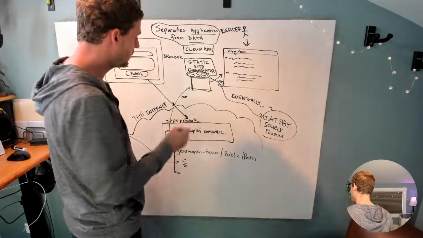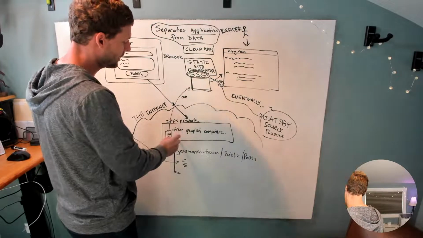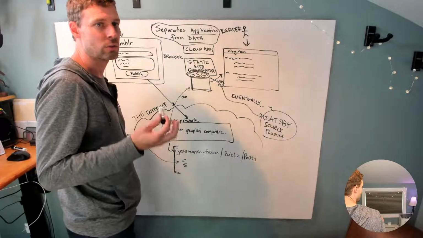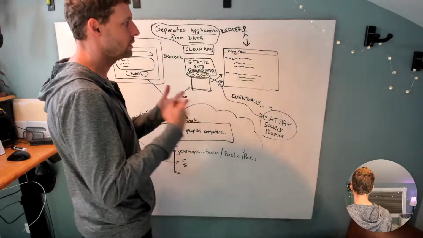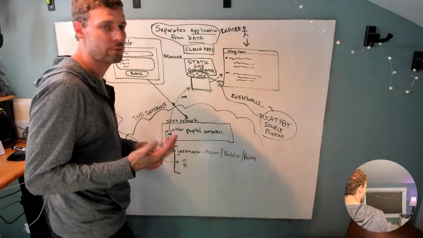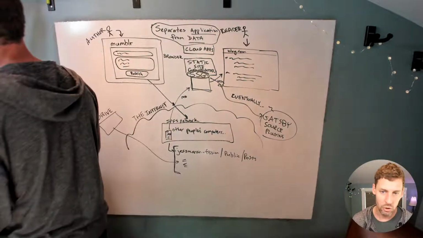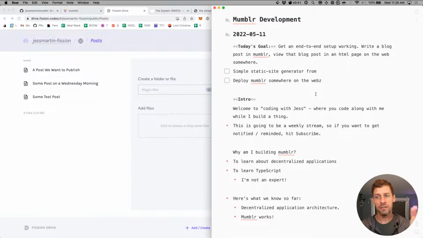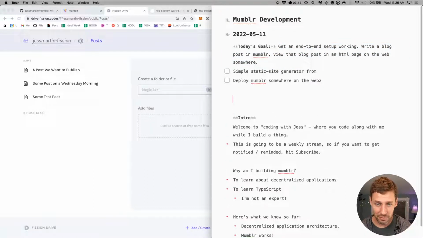There are some unsolved problems here too, like how to trigger a build of the SSG based on changes to this directory. My understanding is that cron or triggering type stuff in the IPFS world is an unsolved problem. But like I mentioned, the goal today is to get an end-to-end setup working. Write a blog post in Mumbler, view that blog post in HTML, and we're going to do it the simplest, as my friend Justin Gatlin used to say, the simplest freaking thing that works. And then we will look at making it right. Make it work, make it right, make it fast.